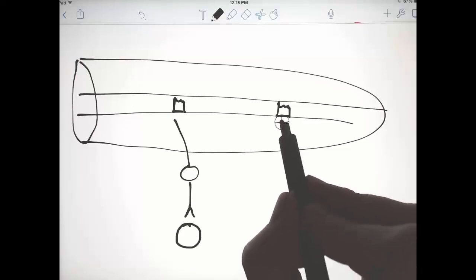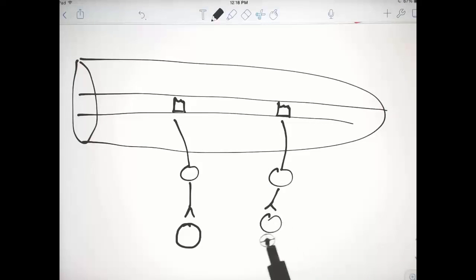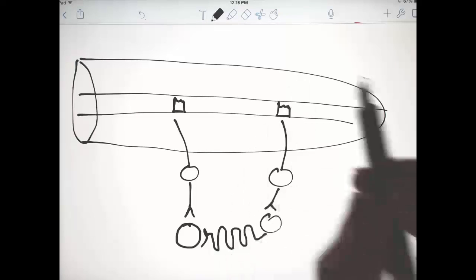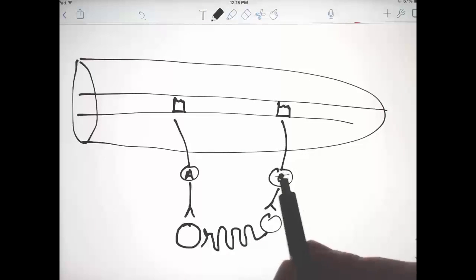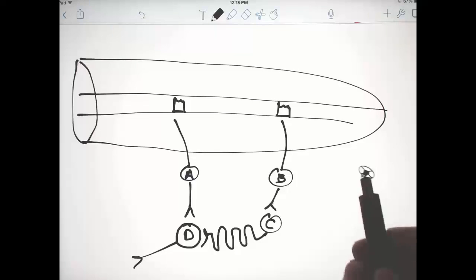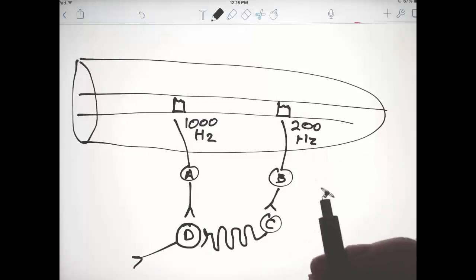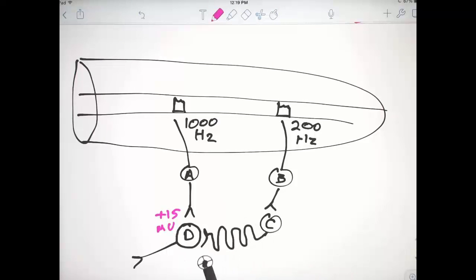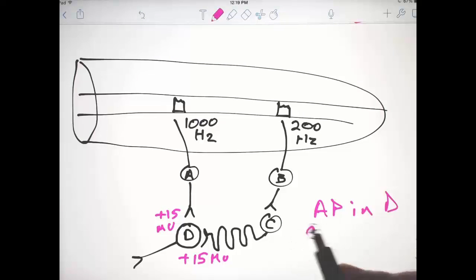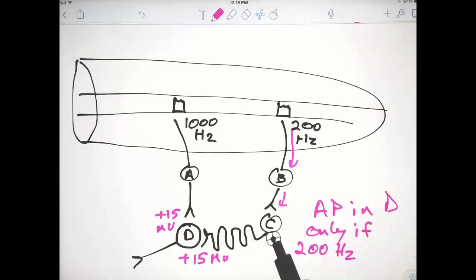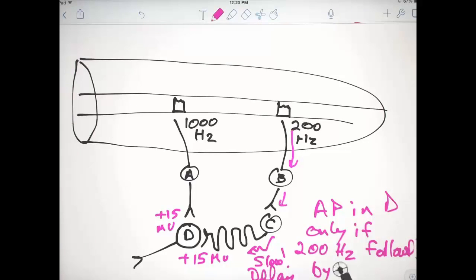How do you tell that one sound follows another? For example, a low frequency sound following another. What I'm drawing here is an input that has a long, thin, squiggly axon from C. We have two hair cells that are getting movements in response to 1,000 and 200 hertz, respectively. Each one depolarizes D 15 millivolts. We'll get an action potential in D only if there's a 200 hertz sound, which is going to take time for the action potential to get from B to C to D.